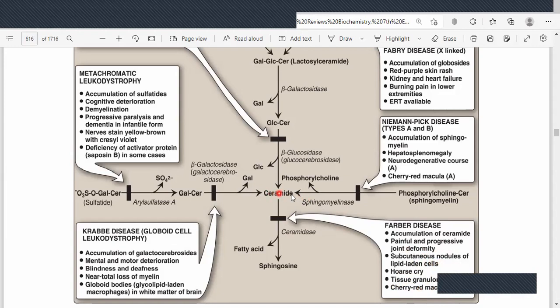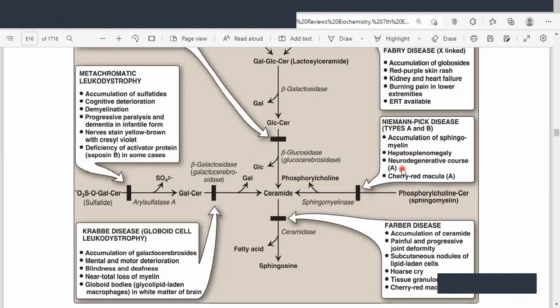Now, remember, I also said sphingomyelin. I said sphingomyelin is a conjugate of ceramide and phosphorylcholine. So phosphorylcholine and ceramide, that is a sphingomyelin. Now, sphingomyelin is broken down by sphingomyelinase to remove this phosphorylcholine. If you have deficiency of sphingomyelinase, you will have the Niemann-Pick disease. There are two types, type A and type B. But in both type A and type B, you will have accumulation of the sphingomyelin and hepatosplenomegaly.